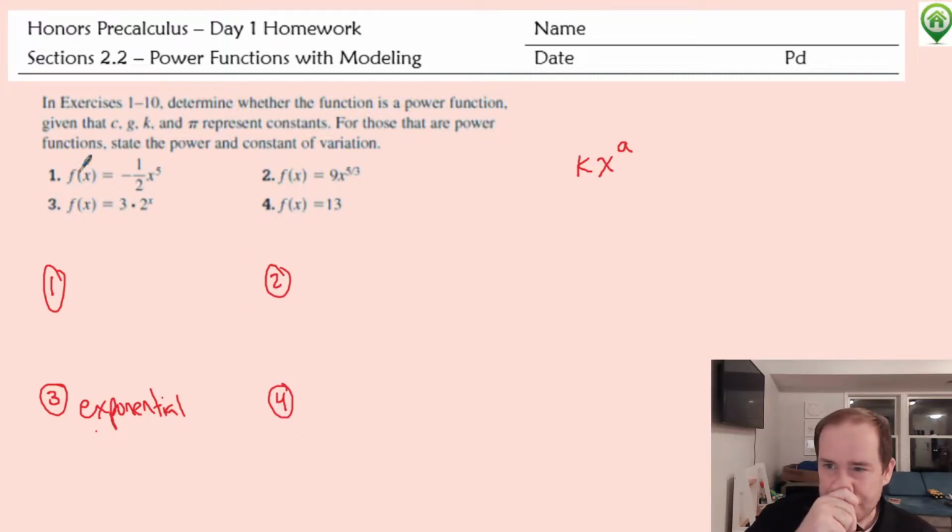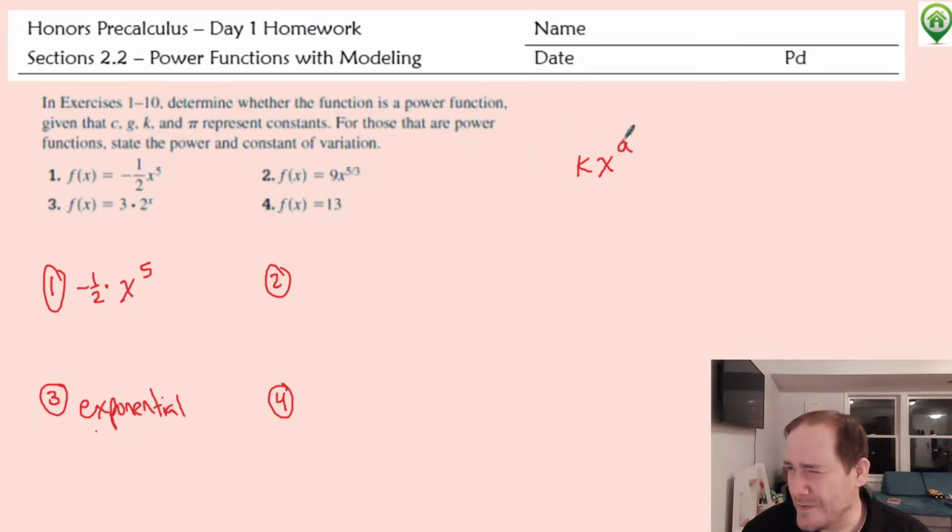But for number 1, we can see that fits the bill. The negative 1/2 is our constant, and that's fine. We do have x as a base. We have a power of 5. So, yep, fine. We said the only stipulation on a power function was that the power had to be a real number. It could be any kind of real number. The one thing it couldn't be was what? It couldn't be 0, because then it would be a constant function. And to my understanding, constants are still not power functions.